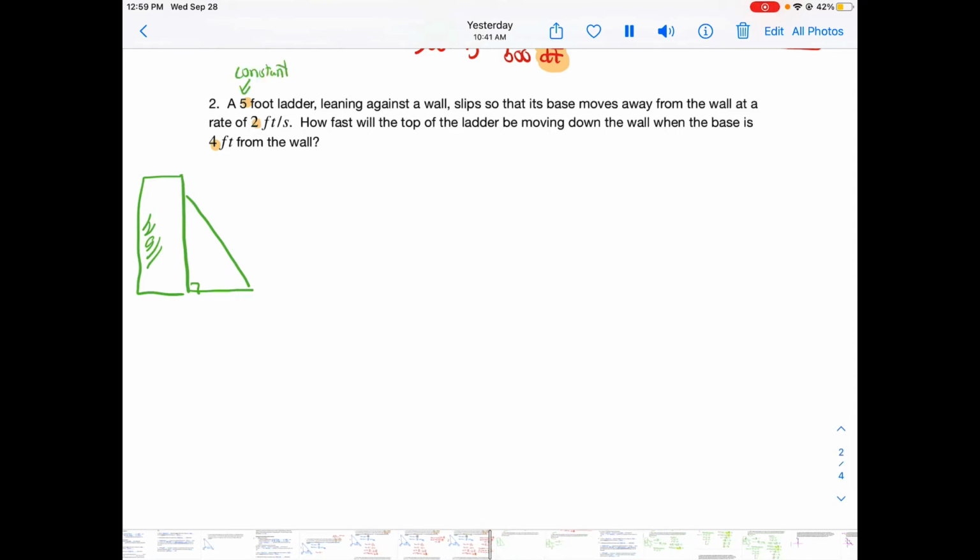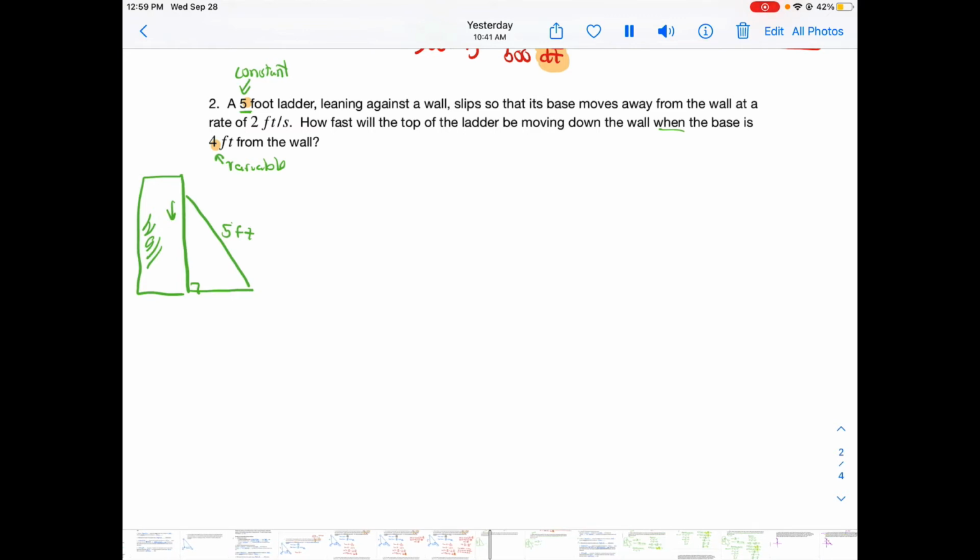And then, how fast is the top of the ladder moving down the wall when the base is 4 feet from the wall? So when the base is 4 feet from the wall, the 4 is a variable value, because the hint was "when." The distance that the base of the ladder is from the wall is changing as time goes by, so I can't plug that in. So I can label the ladder 5 feet, but the other ones I have to have as variables.